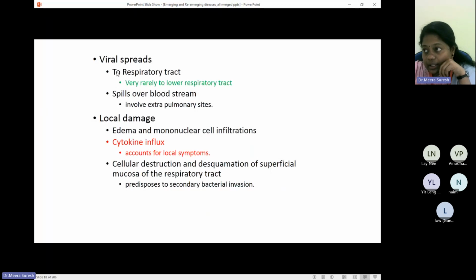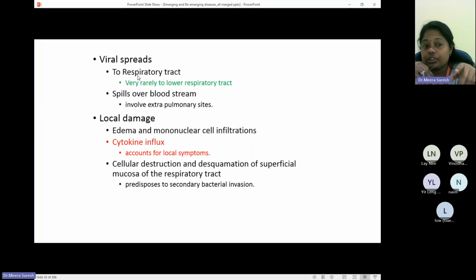Now, how the virus spreads: after the entry of the virus into the human being, it can spread to the respiratory tract. But even if it spreads to the respiratory tract, in case of influenza, it will be mostly in the upper respiratory tract. Very rarely will it move towards the lower respiratory tract. And then it can spill over into the bloodstream also. And if it is spreading to the bloodstream, then many different organs can be affected. So it can involve extrapulmonary sites, not just confined to the lungs, but other systems and organs can also be involved.